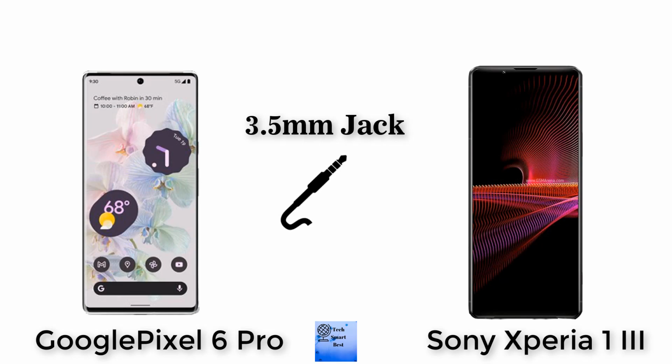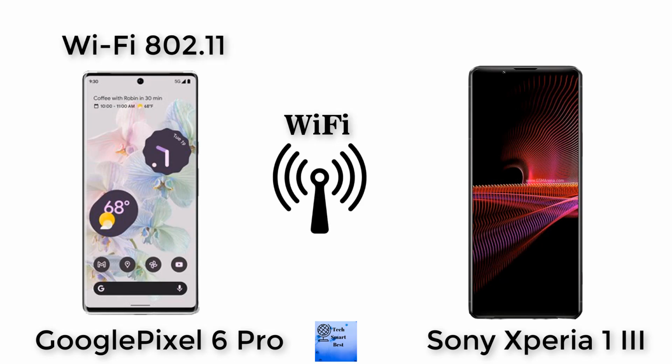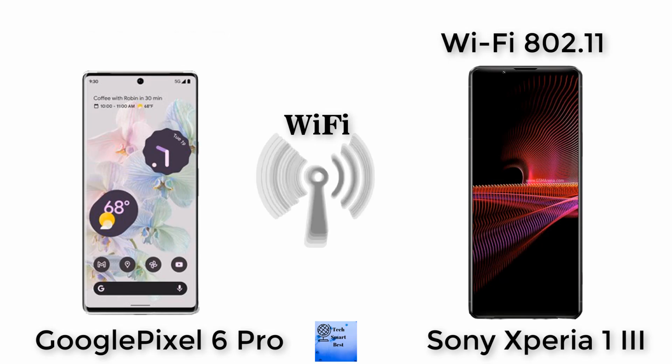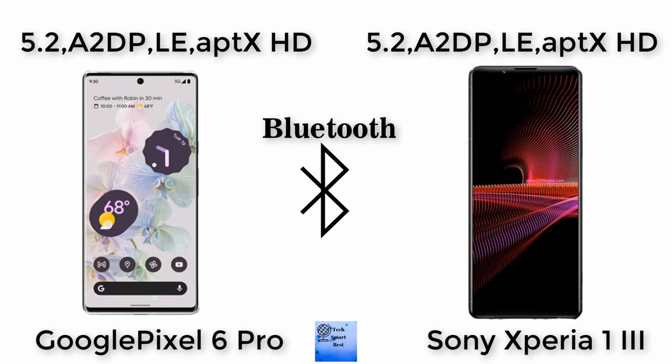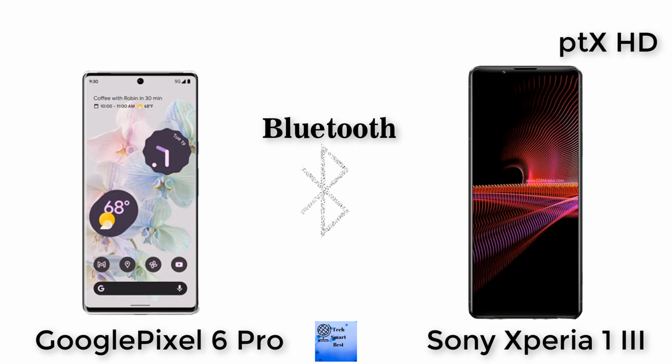The 3.5mm jack is not available on the Google Pixel 6 Pro. The 3.5mm jack is available on the Sony Xperia 1 Mark III. The Wi-Fi of the Google Pixel 6 Pro is Wi-Fi 802.11 dual band, Wi-Fi direct, hotspot. The Wi-Fi of the Sony Xperia 1 Mark III is Wi-Fi 802.11 dual band, Wi-Fi direct, DLNA, hotspot. The Bluetooth of the Google Pixel 6 Pro is 5.2, A2DP, LE, and the Bluetooth of the Sony Xperia 1 Mark III is 5.2, A2DP.